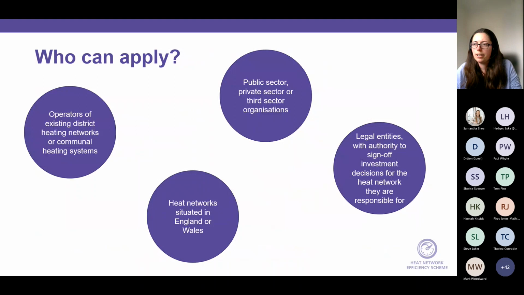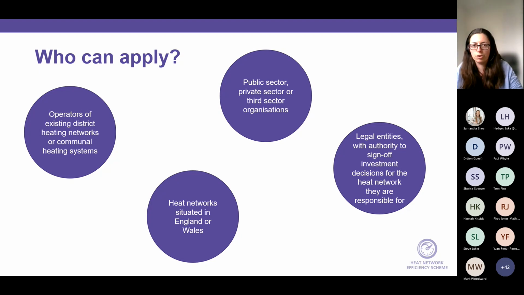Okay, so who can apply? Applicants themselves need to be the operators of existing district heating networks or communal heating systems. You yourselves as consultants, you are not able to submit an application in your own name. You can support a heat network operator to develop their application form, but it has to be the heat network operator themselves that will be submitting the application. And that's because ultimately they're the ones that will sign the grant funding agreements. They're the ones that will receive the funding, which they can then pass on to yourselves as consultants.